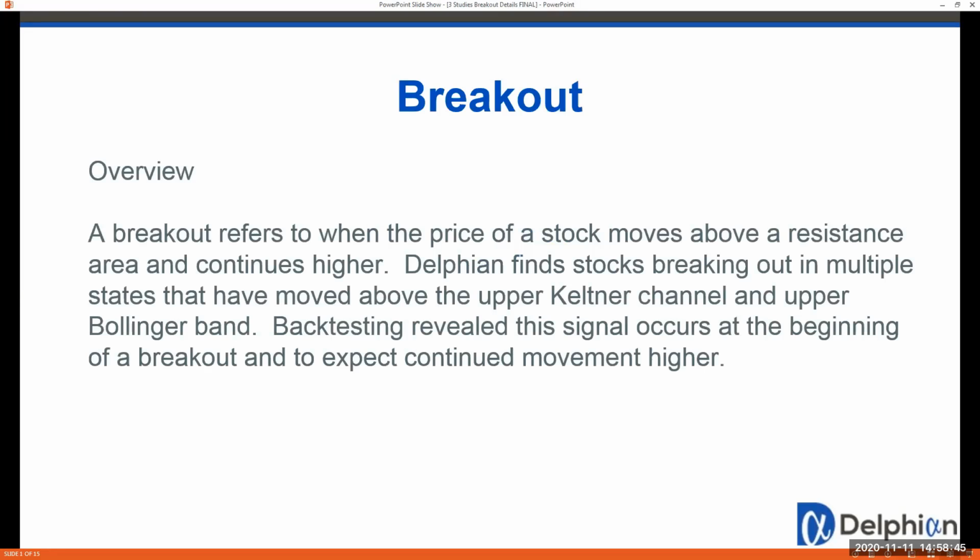The overview of breakout refers to when the price of a stock moves above a resistance area and continues to move higher. We're going to be finding stocks that are trying to break out, and we use different states within Delphian when we're looking at that. They also have to have moved up above the upper Keltner channel and the upper Bollinger Band. This will help you find when the momentum is going to carry that stock higher into that breakout category.